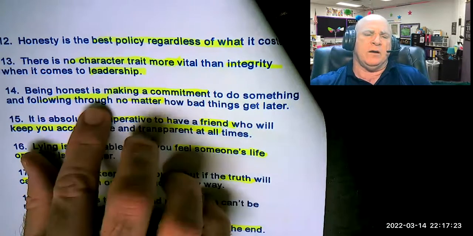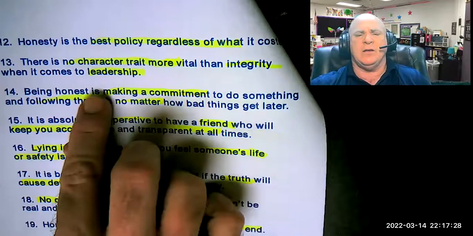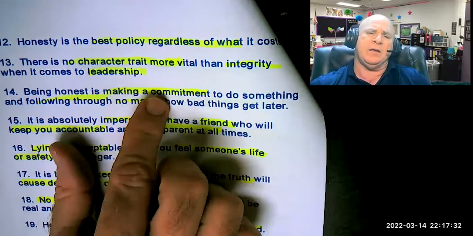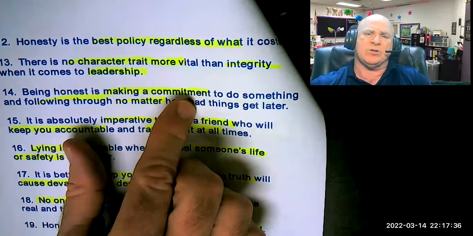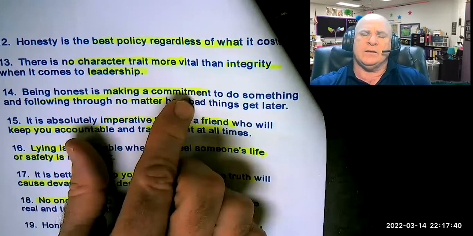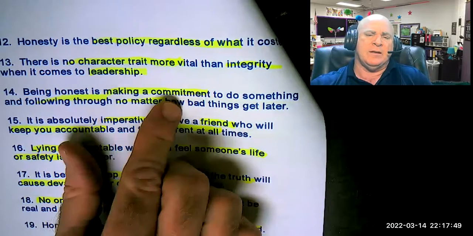So being honest is saying, yes, I will do this, or yes, I will say that. You make a commitment to do something, sort of like in marriage. I make a vow to love, honor, and cherish, for better, for worse, for richer or poorer, until death do us part. Now, that's an example of a commitment and following through.